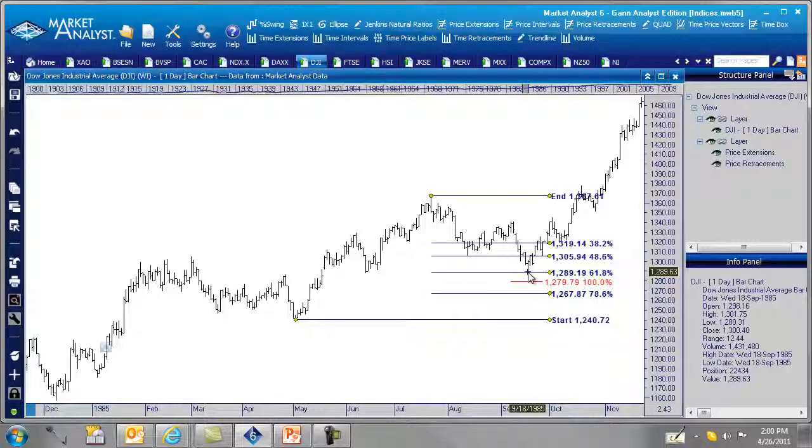This is the cash market on the Dow. And I'm not going to keep on taking these levels off. You can see it yourself. It comes down, it bounces exactly at 48.6 and then comes down to 61.8.